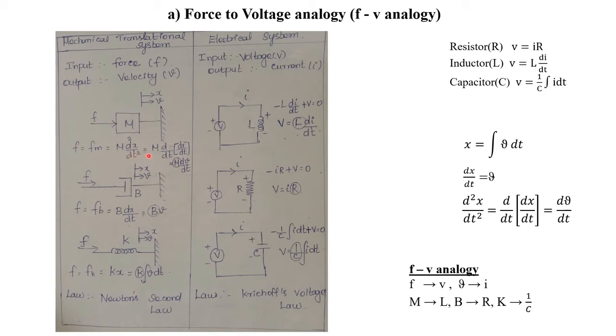Now this equation is in terms of x, isn't it? Here the output will be v, so we are going to write this in terms of v. For that, this equation can be written as m into d by dt of dx by dt, that is nothing but d square x by dt square. Instead of dx by dt we can write v. So this equation will be m into d by dt of v. V is nothing but dx by dt, that we might have studied in lower classes.